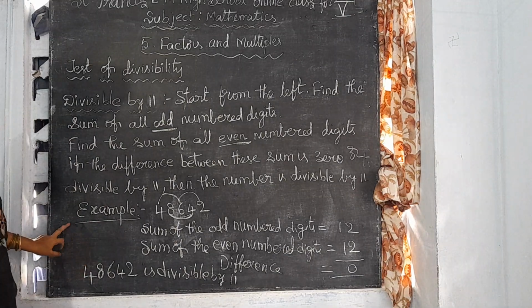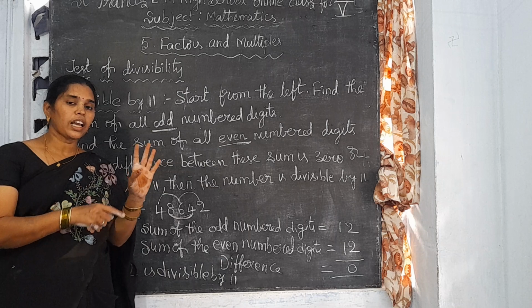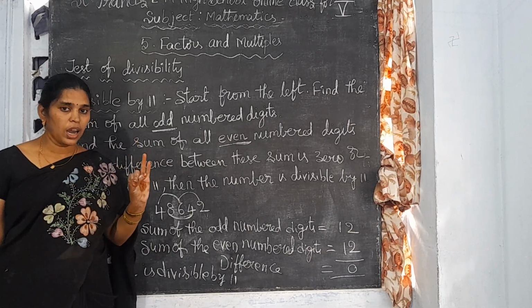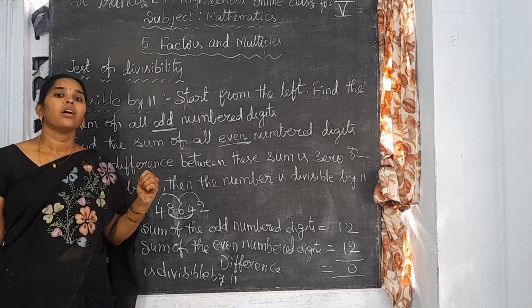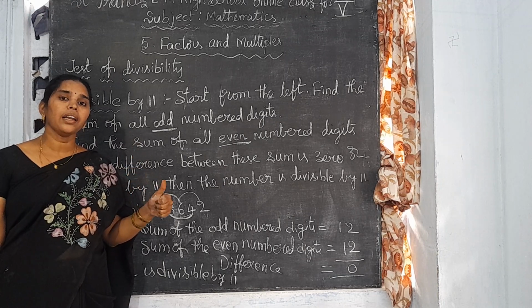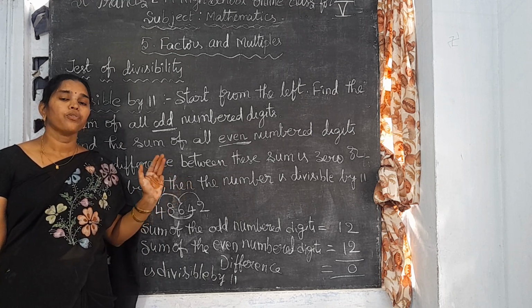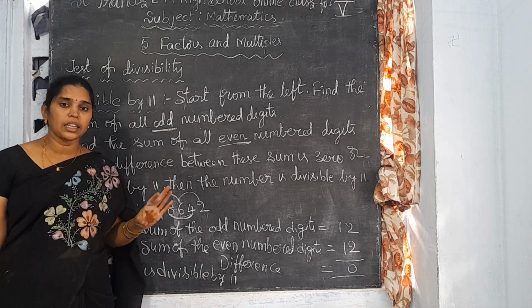This is very important. Learn the divisibility rules. I completed the divisibility rules. The divisibility rules I explained are for 2, 3, 4, 5, 6, 9, 10, 11, 12, 15. These 10 divisibility rules, you should learn them.